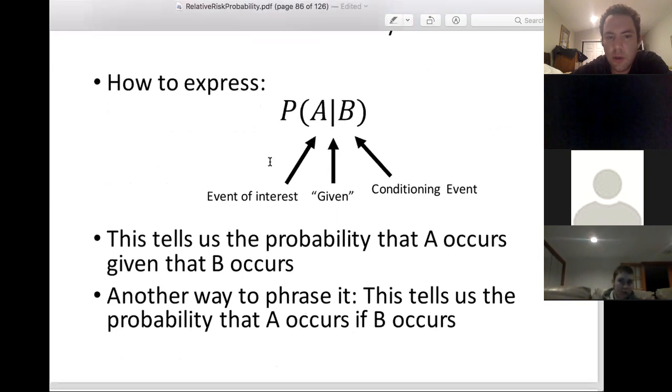So this is how we denote conditional probability. We have the probability of A, which is the event of interest. And this solid vertical line means "given B", the conditioning event. Given that B occurs, what is the probability that A occurs? That is what we're looking at here.